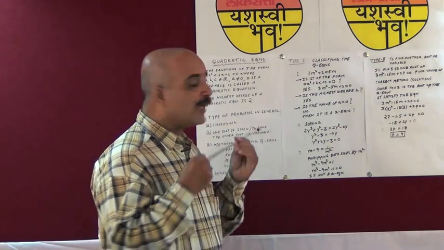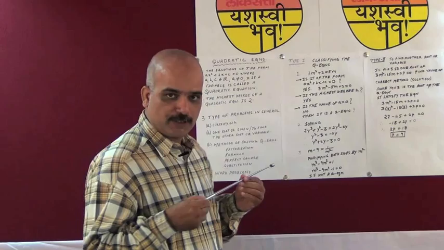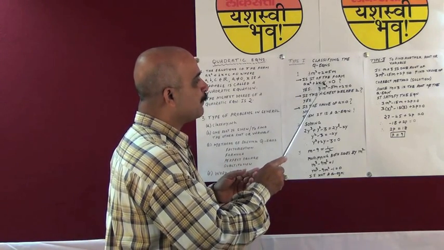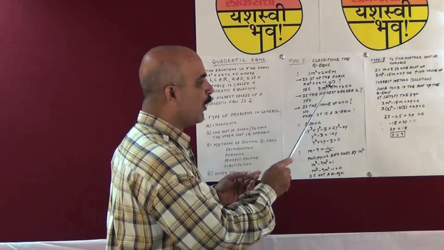So for an equation to be a quadratic equation, there are three conditions. Ax square plus bx plus c equal to 0, it should be of this form.